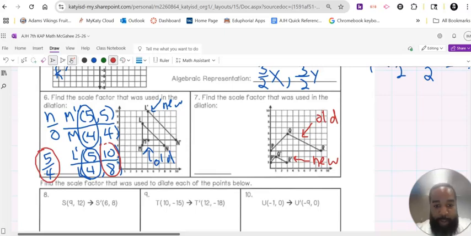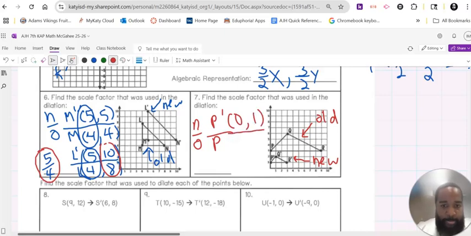So I'm going to work smarter here, and I'm going to use point P because the numbers are smaller, and that means I don't have to work as hard. So I have new over original, which would tell me P prime over P. So P prime is (0, 1) and original P is (0, 3). Well, I can't find scale factor from 0, but I can find scale factor from 1 over 3. That's already reduced, so my scale factor is 1 over 3.